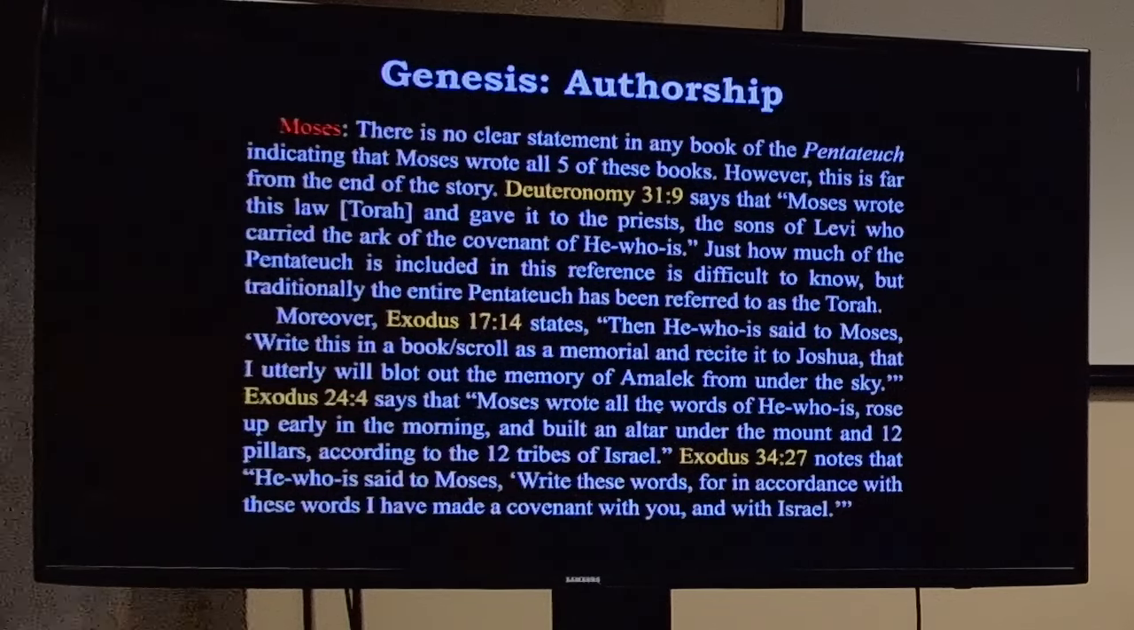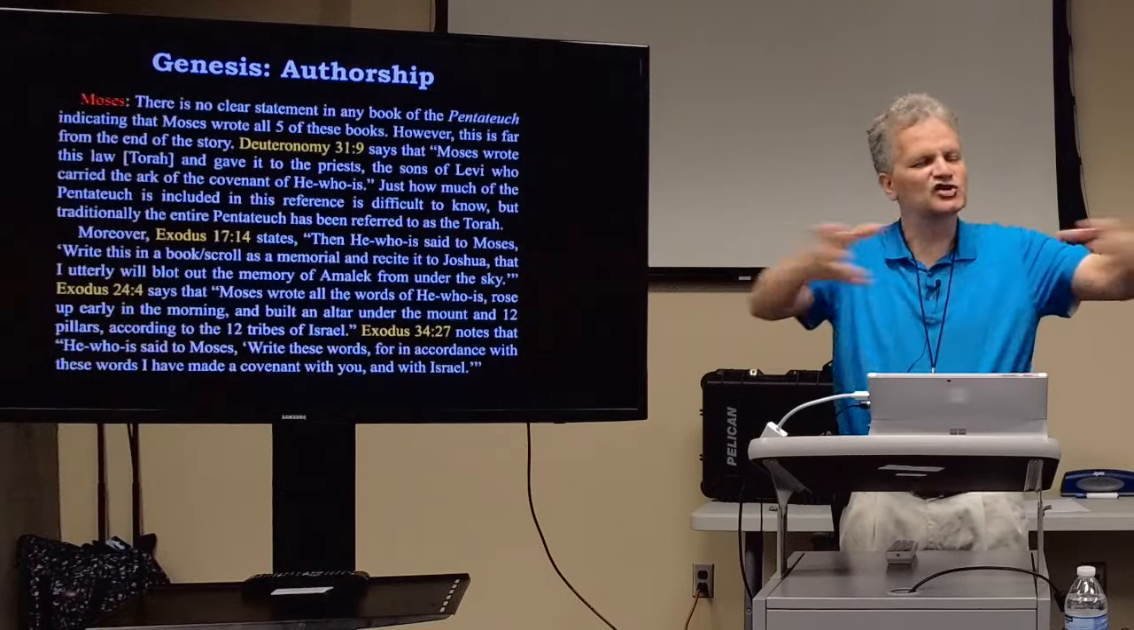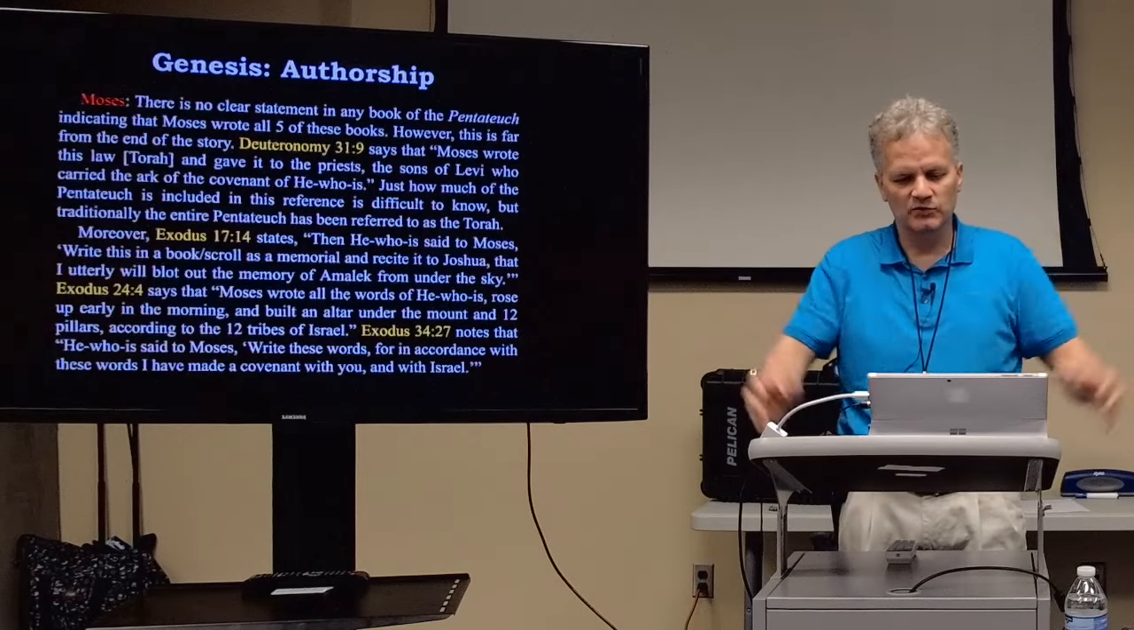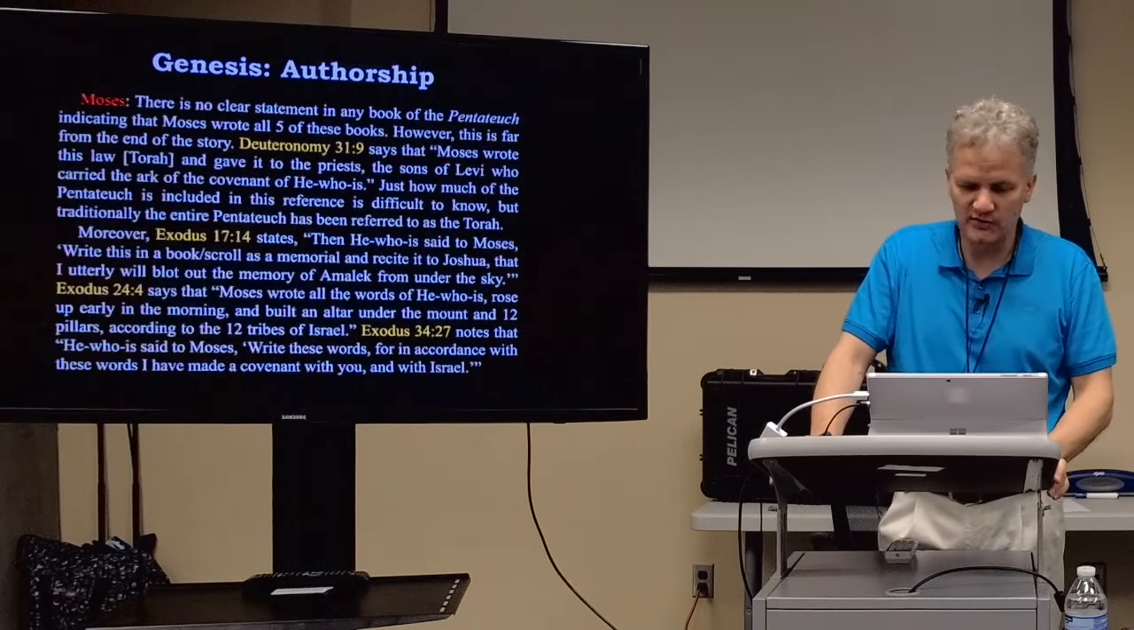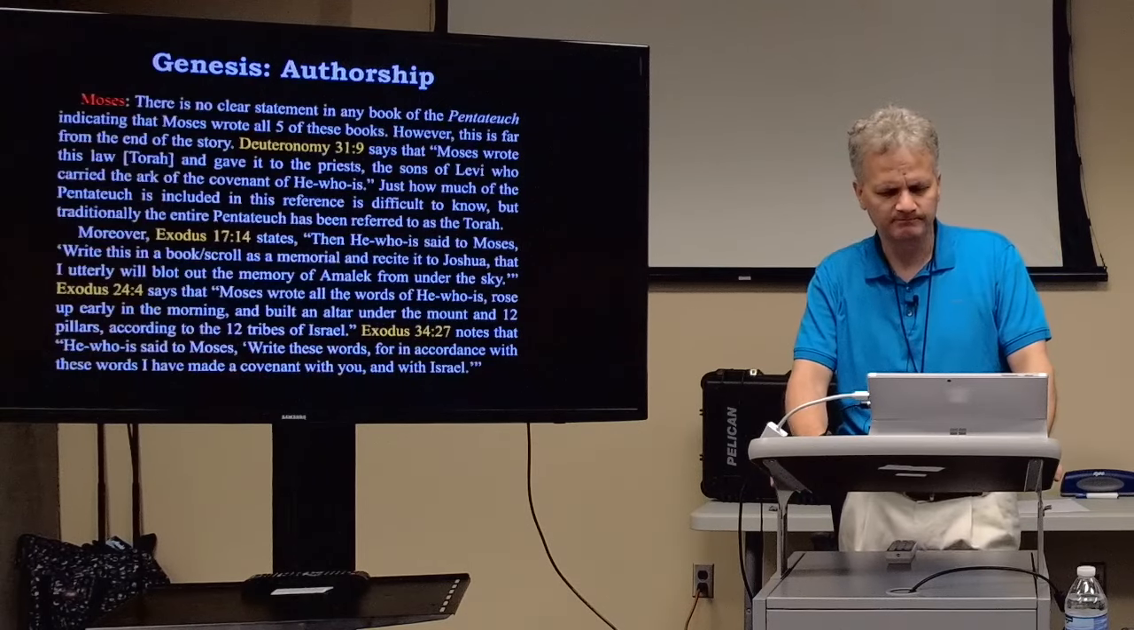For example, if you look in Deuteronomy 31:9, it says, Moses wrote this law, that is the Torah in Hebrew, and he gave it to the priests, the sons of Levi, who carried the ark of the covenant of he who is, and that's the covenant name of God. The one who goes on existing, that's his infiniteness expressed in his name, which is in the form of a participle, which is very common in ancient languages for names.